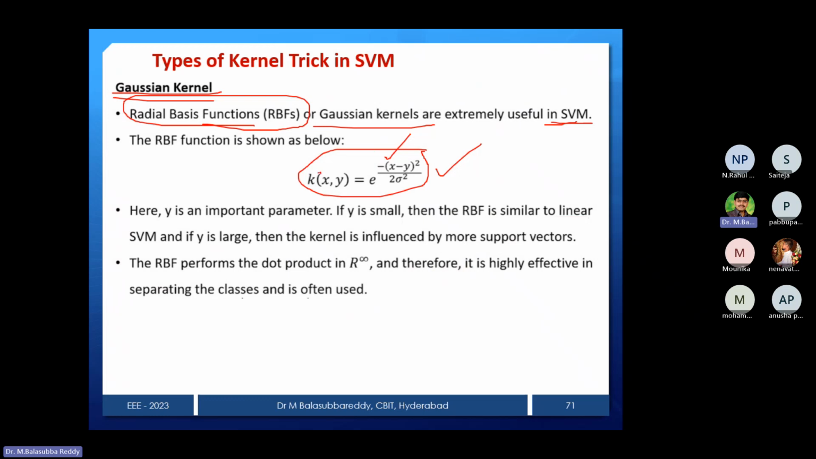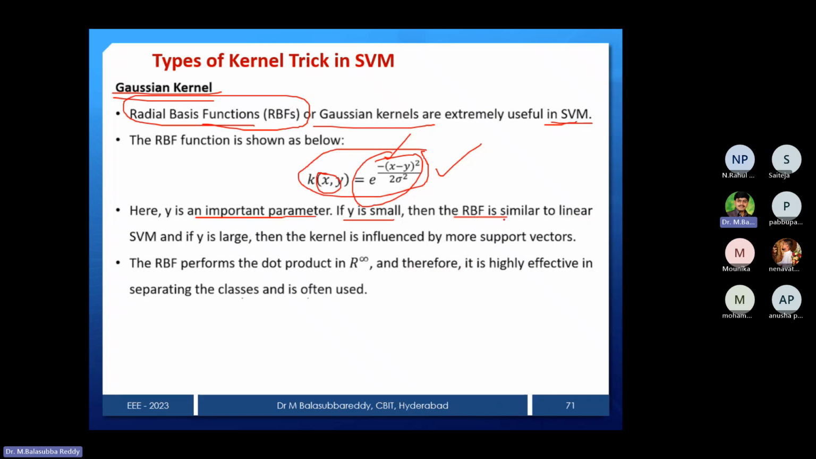That's all. Now X is there, Y is there. If we substitute here, we get a value. Here gamma is the important parameter. If it is small, then this RBF, so what is the RBF? Radial basis function.